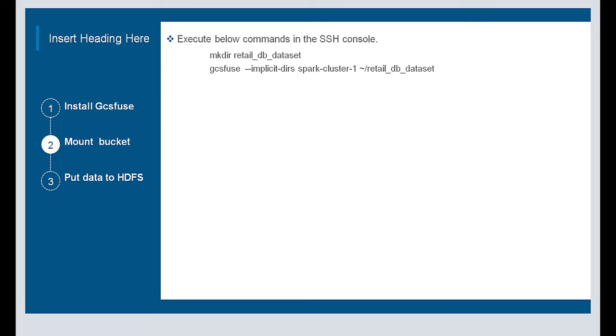Now, second step, we have to execute the below command in the SSH console. We have to create a directory. After creating a directory, we will mount our bucket to the directory. Third step, after doing that, we will put the entire data to HDFS using the hdfs dfs -put command. So let's see all this in the lab itself.